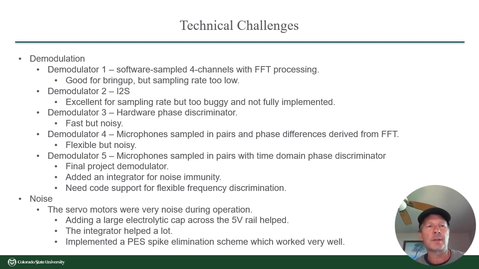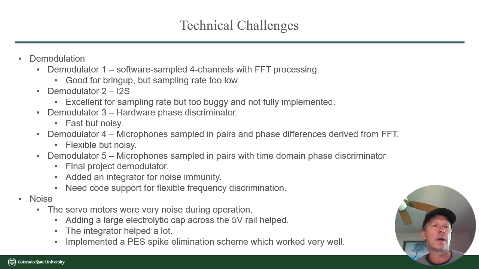The second demodulator I used was the I2S feature of the ESP32. I2S is a protocol that's designed specifically for audio, so it was perfect for my application. It was perfect for the sampling rate because you could program the sampling rate, and it used the system clock to ensure an accurate sampling rate, but it was too buggy in hardware and not fully implemented in firmware as yet. So I moved to the next demodulator.